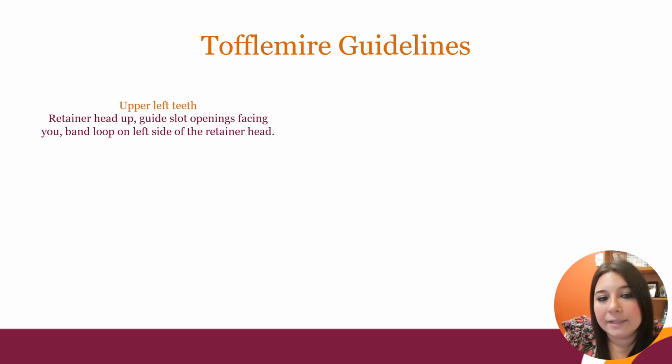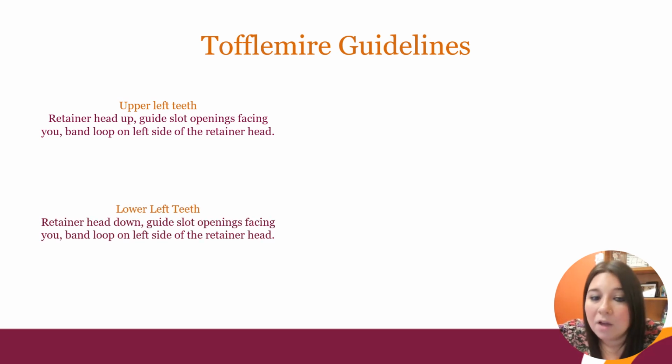Tofflemire guidelines. So, upper left teeth, the retainer head should be up, and the guide slot openings facing you, with the band loop on the left side of the retainer head. For lower left teeth, the retainer is head down, guide slot openings facing you, and the band loop on left side of the retainer head.